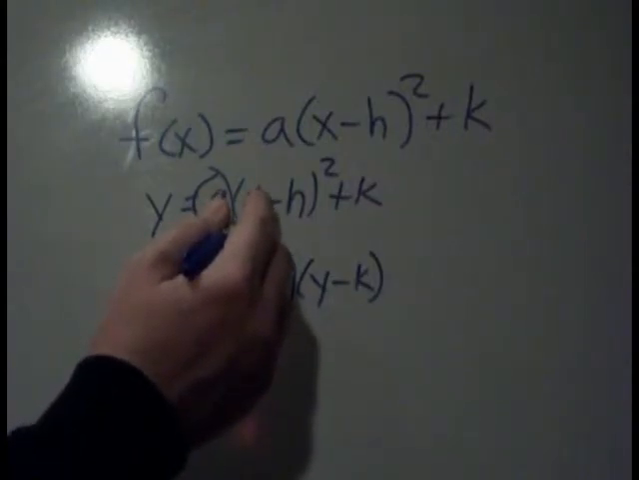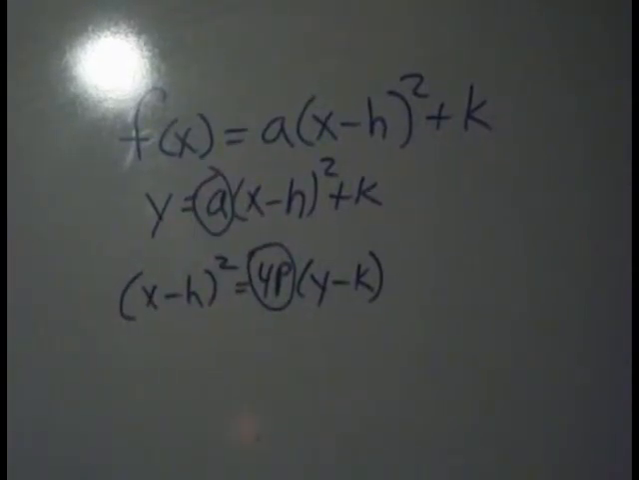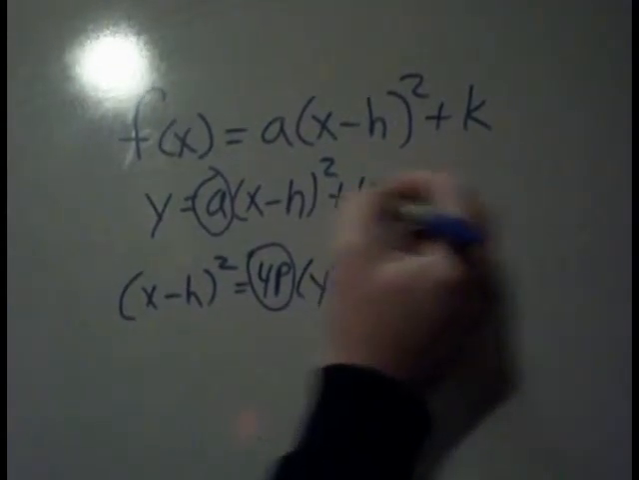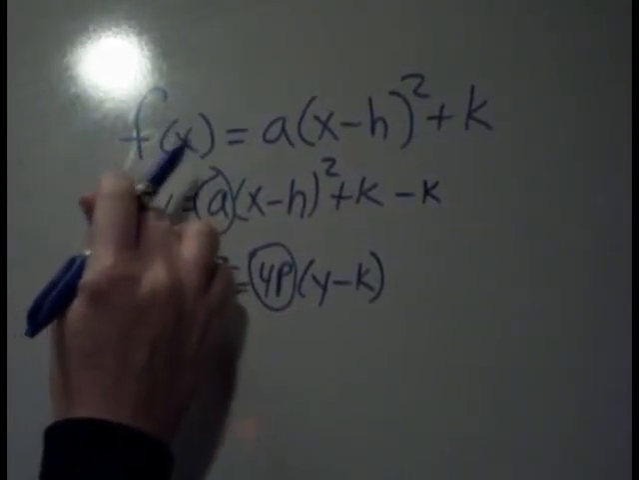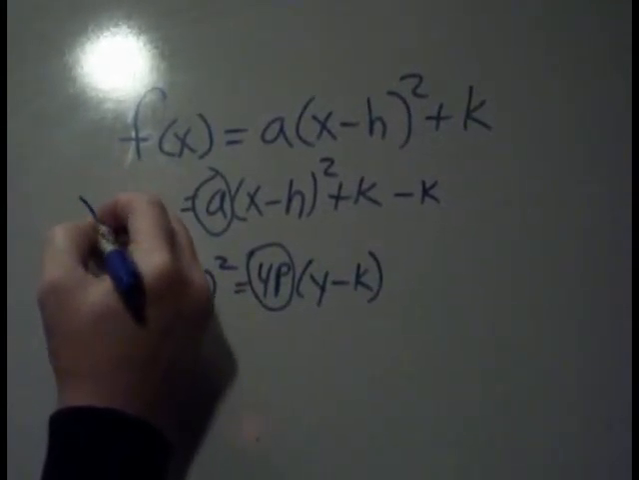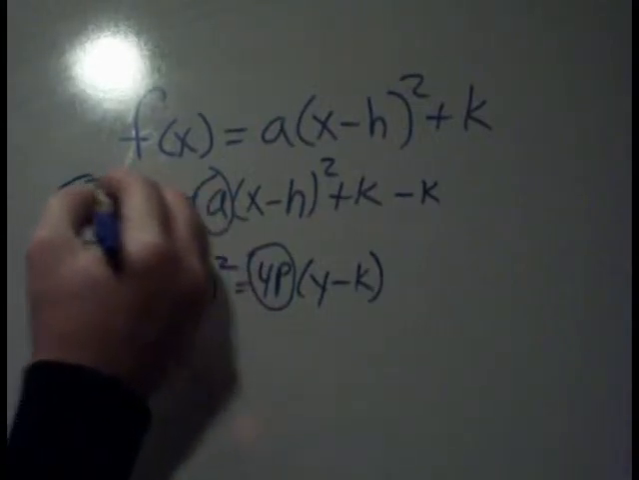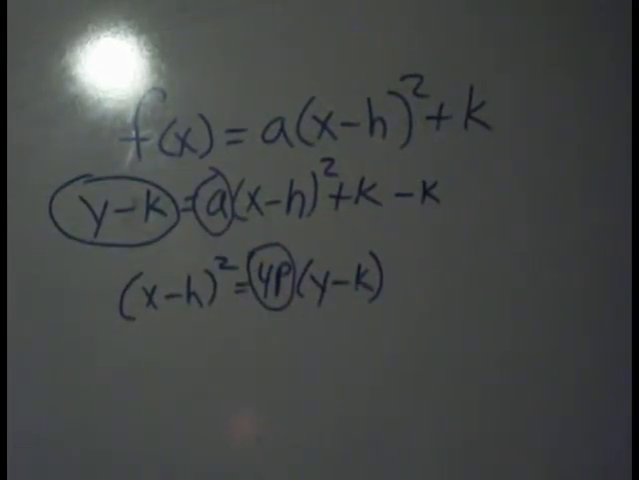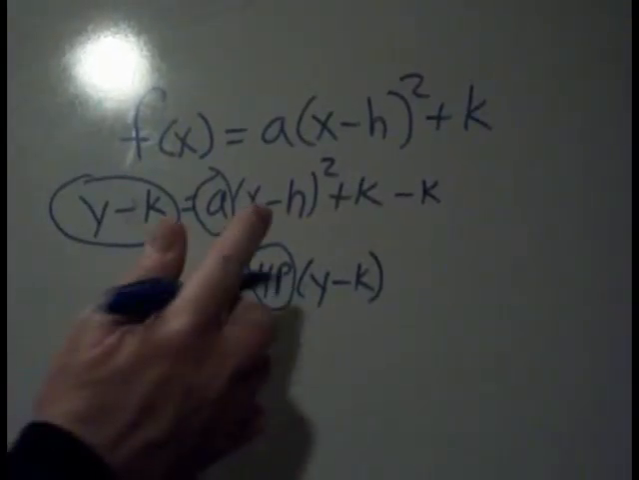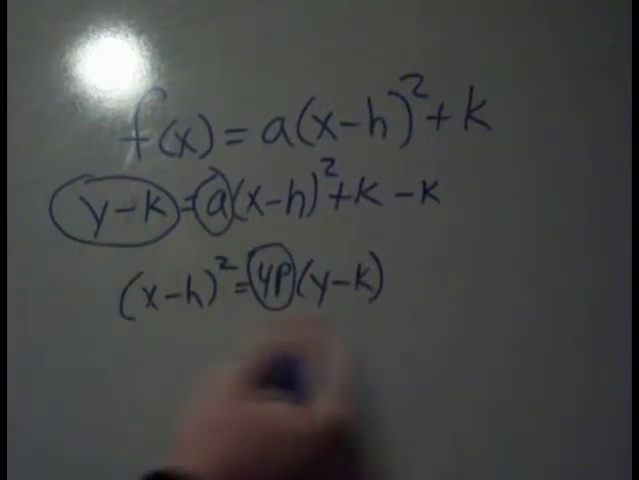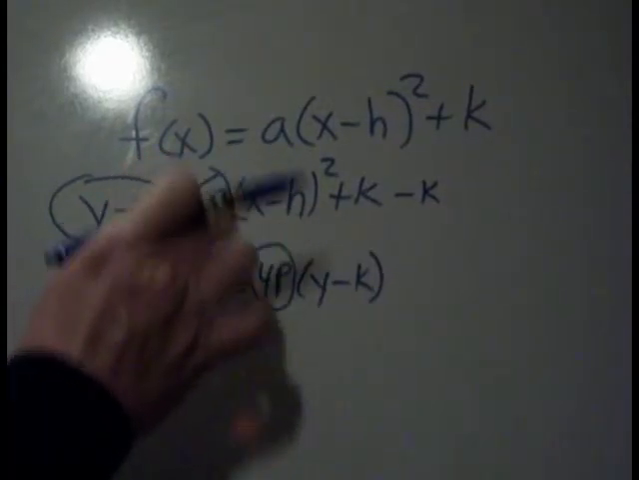And look, x minus h squared, x minus h squared. But why did I write this as y and k? Well, what if we were to subtract k from both sides? Well, let's just write that. y minus k. If we were to subtract k from both sides of this equation, now you have y minus k. You see, it didn't just come out of thin air. It actually was derived from the parabola standard form of the equation.